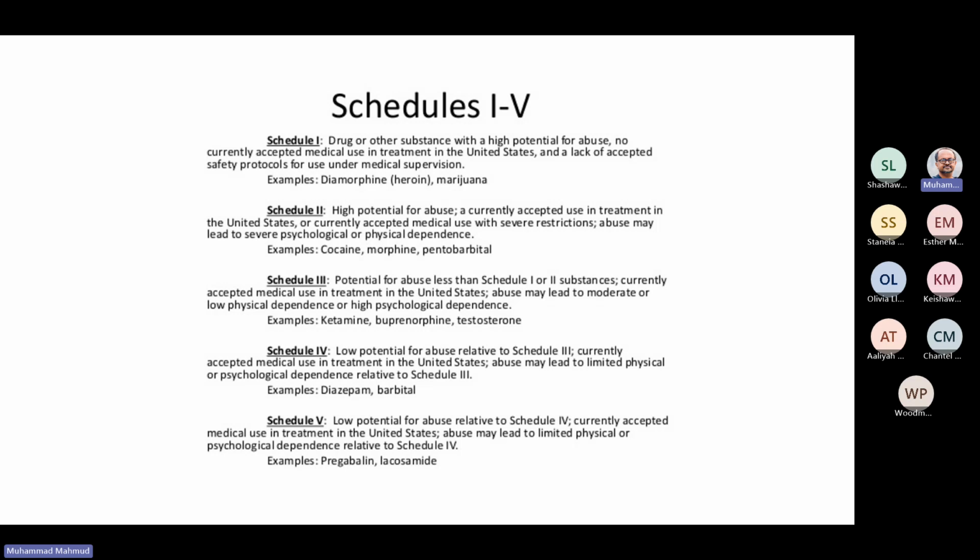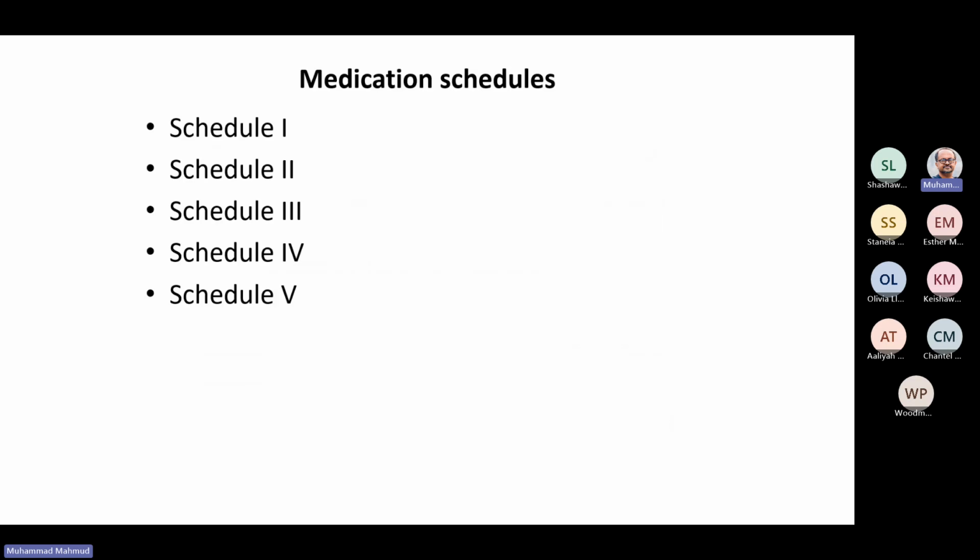So remember that these are some medications that can cause addiction. People may abuse it. We need to know what schedule they belong to. There are 5 schedules, 1 through 5. 1 is the highest one, then 2, less, less, less, like this.